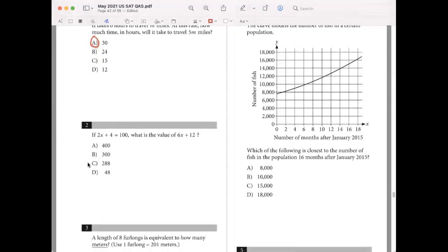Okay. Question 2. If 2x plus 4 is 100, what is the value of 6x plus 12? So 2x plus 4 is 100. If I multiply the entire equation by 3, I'll get 6x plus 12 is 300. So my answer is option B.